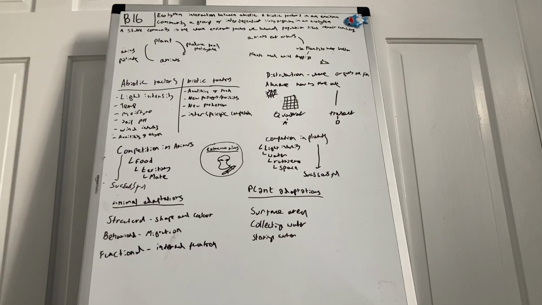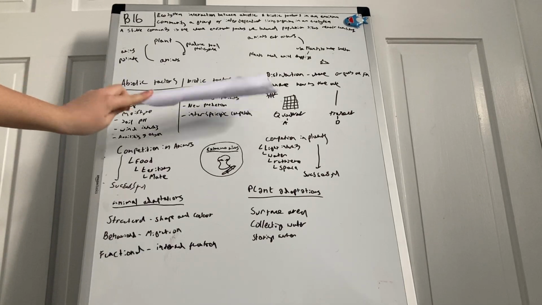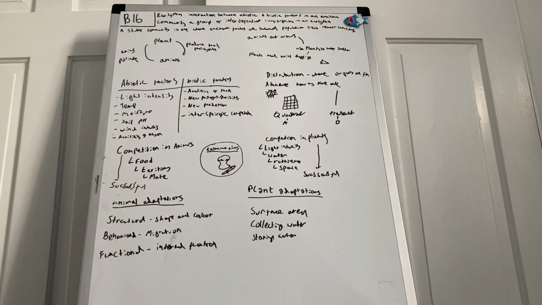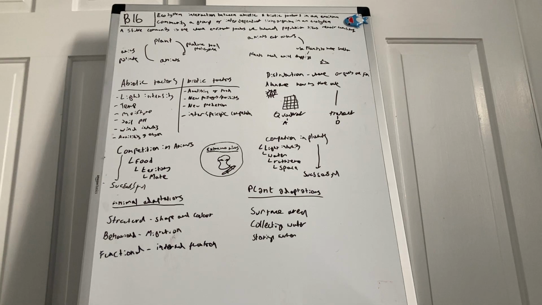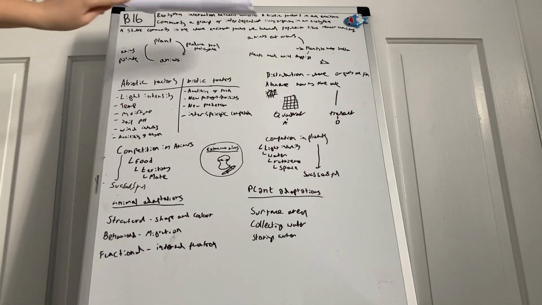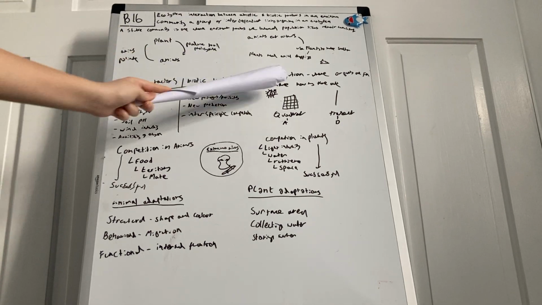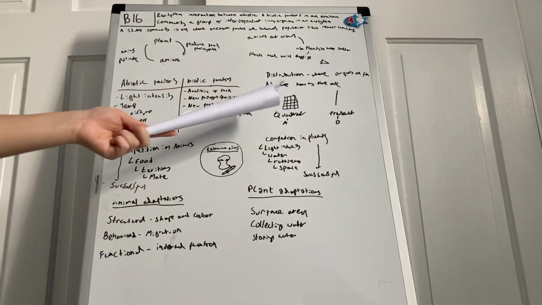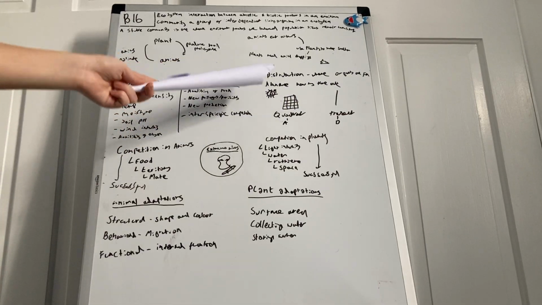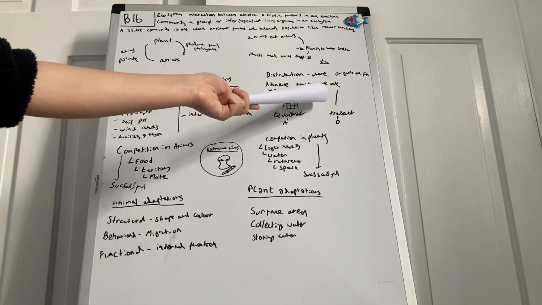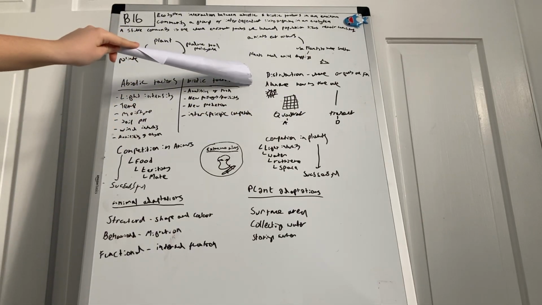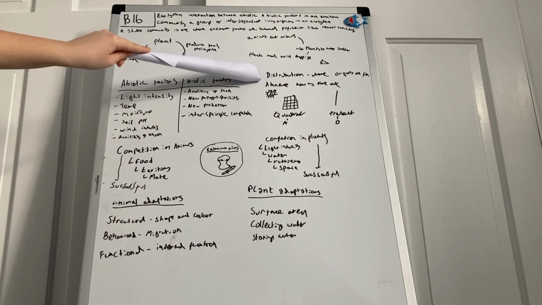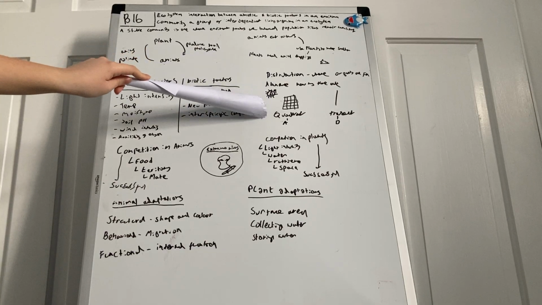So now we'll be moving on to distribution and abundance. This is a required practical, so you should know the details of this, but I'll just go over it very quickly. Distribution is where organisms are found, right? And abundance is how many there are. So you have to try and remember that. Put that on a little flashcard, just make sure you don't forget it. It's very important that you know the details of this.